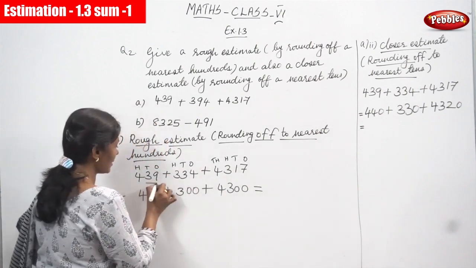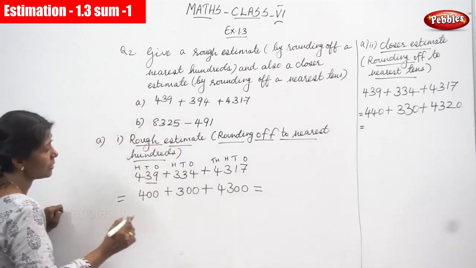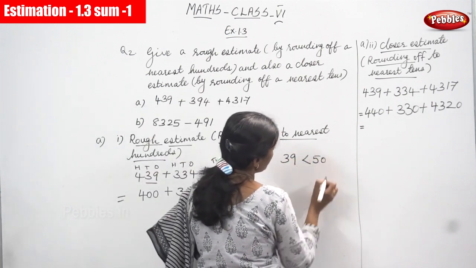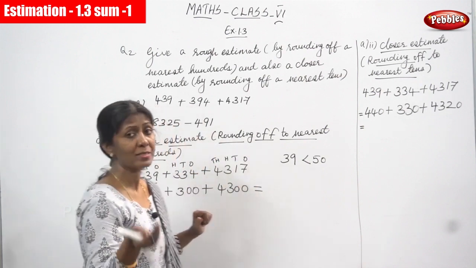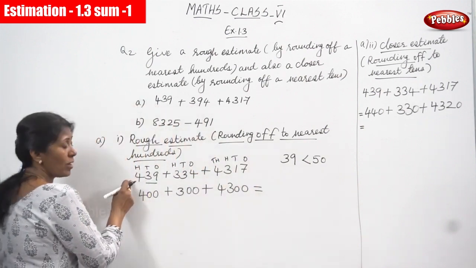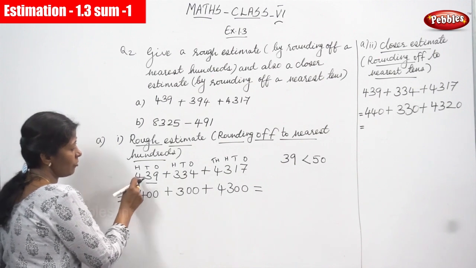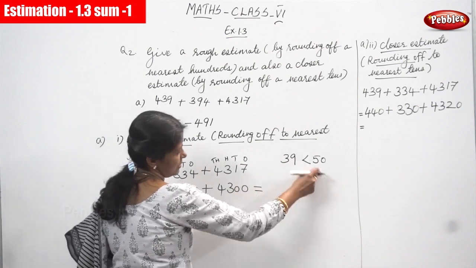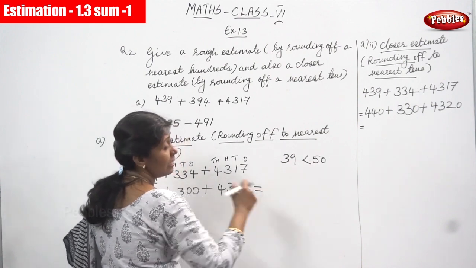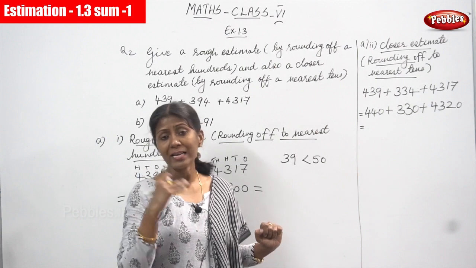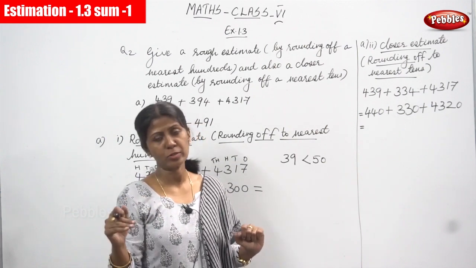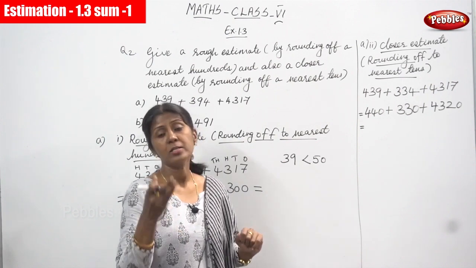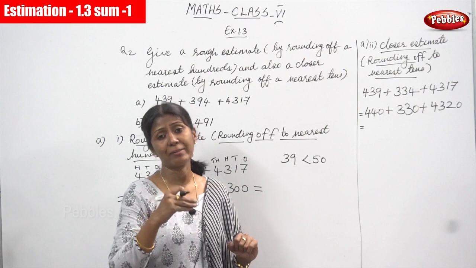So just look at this number, this is 39. 39 is less than 50. So the rule is, if it is 50 and above, you are going to add 1 to the 100 place value, that is 4 plus 1 is 5, and the last two digits become 0. But 39 is less than 50, so it does not come under the rule of 50 and above.